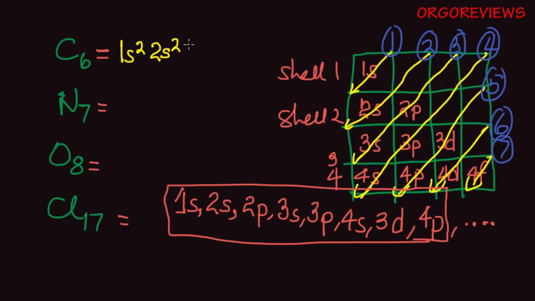Then we go on to the 2p orbitals. So the 2p orbitals has 3 different subshells. It has 2px, 2py, and 2pz. So in order to make it easy, the rule is that all these 3 suborbitals have the same energy.